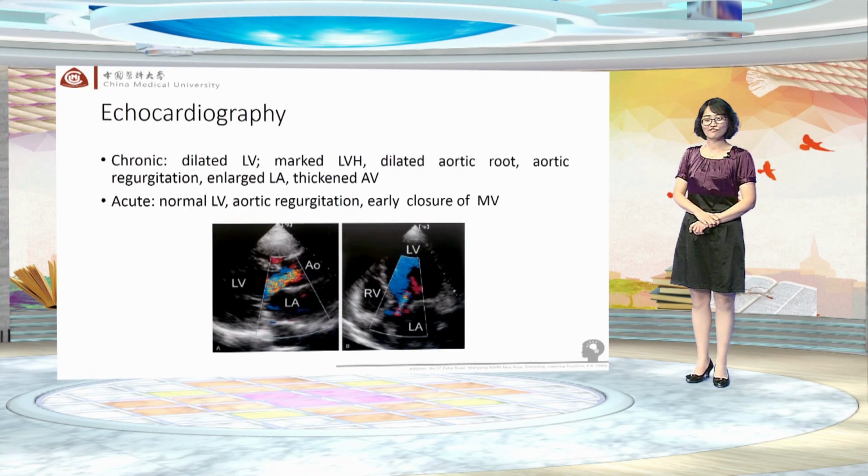Here is the echocardiography of the AR. From the colorful flow, we can recognize the dilated aortic root with aortic regurgitation. We may also find a dilated left ventricle and an enlarged left atrium. However, for acute AR, the structure of the left ventricle and the left atrium may be normal, but the aortic regurgitation exists.